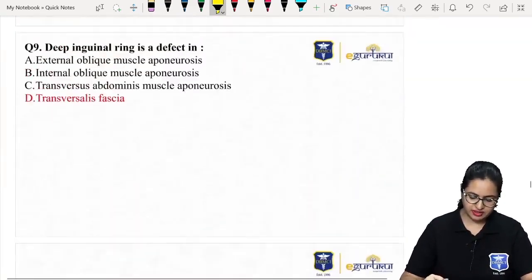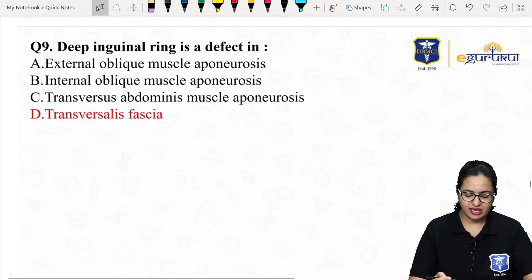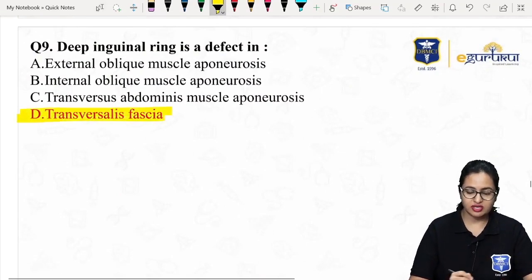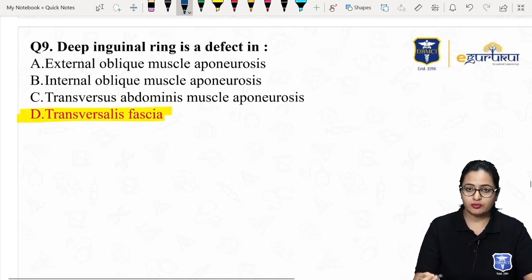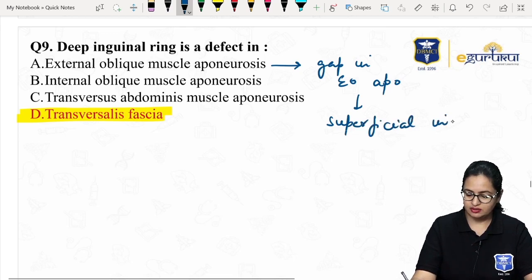Now coming to the next question. The deep inguinal ring is a defect, or a gap, in the fascia transversalis, or the transversalis fascia. And the superficial inguinal ring is a defect or a gap in the external oblique aponeurosis. This is the location of the superficial inguinal ring.